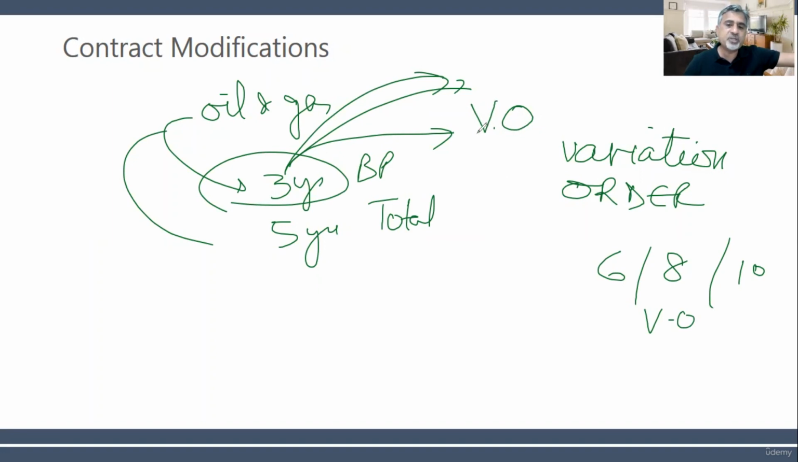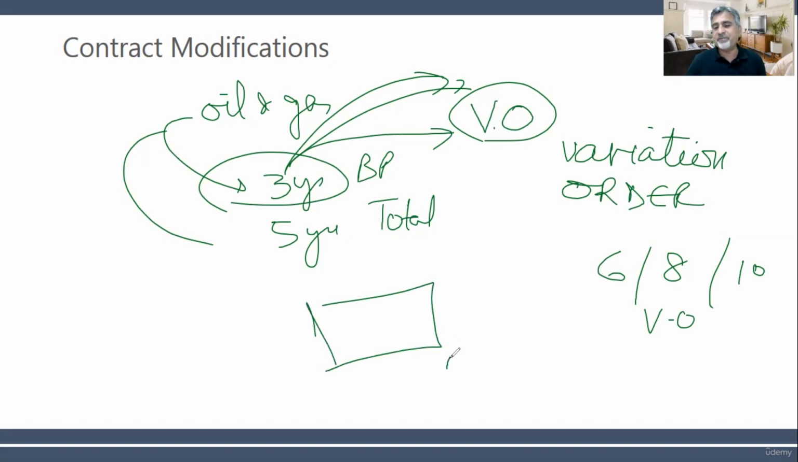And why do they do variation orders? Because for variation order, it is possible that existing contract will remain in place and we will just attach one annexure to that. And it is easy from legal point of view, from operational point of view, because if they want to make a new contract, then that is a long process.